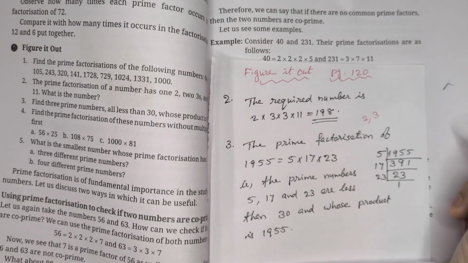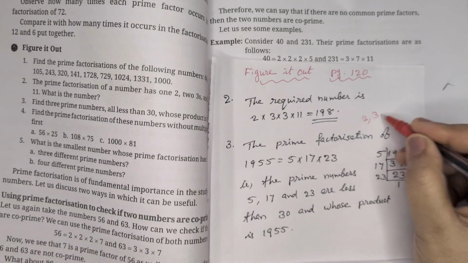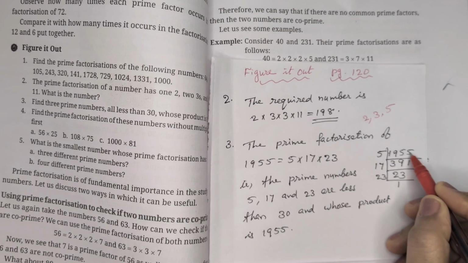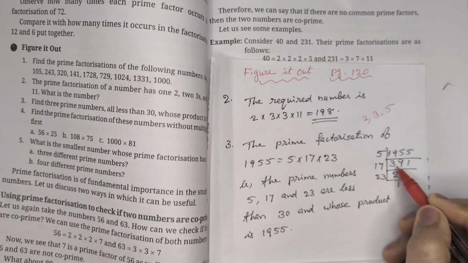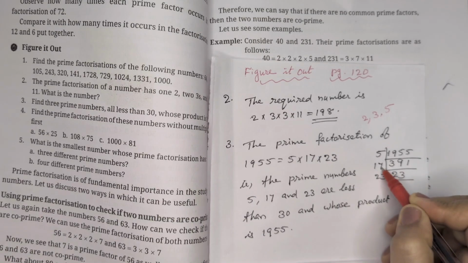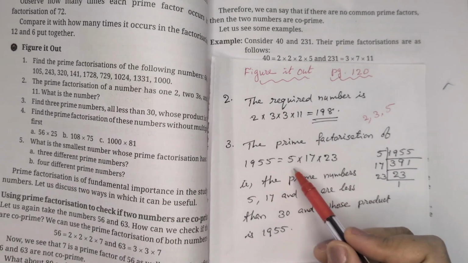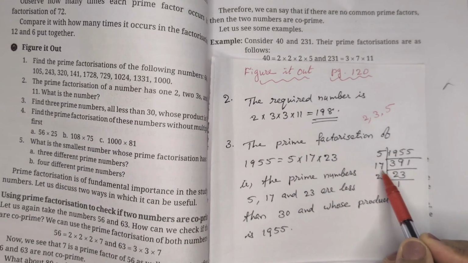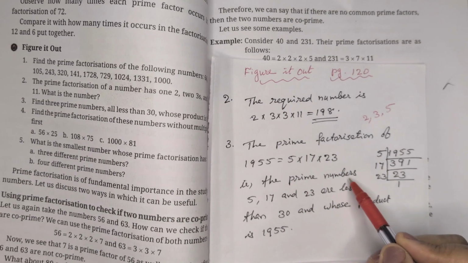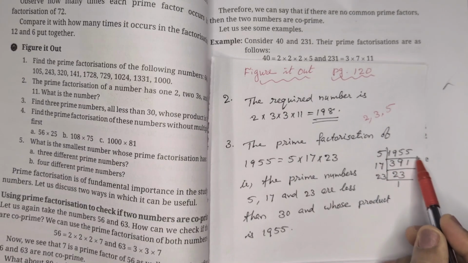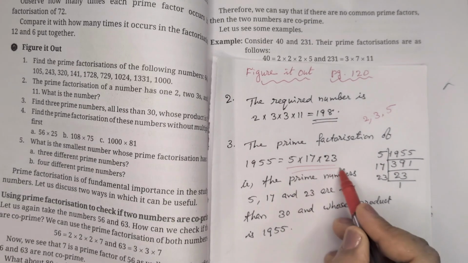Next we check with 3, and after that the next one, 5. Here we take 5 and divide. This number is divisible by 5, so we get 391. After that we divide by 17, then by 23. So here we can see the prime numbers 5, 17 and 23 are less than 30 and their product is 1955. So these are the numbers.